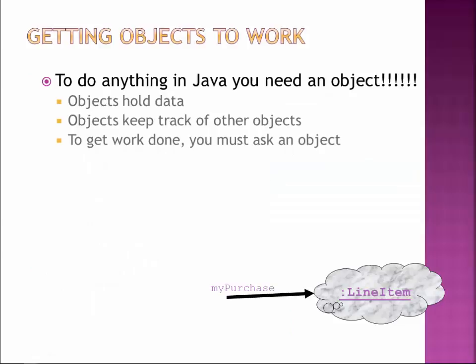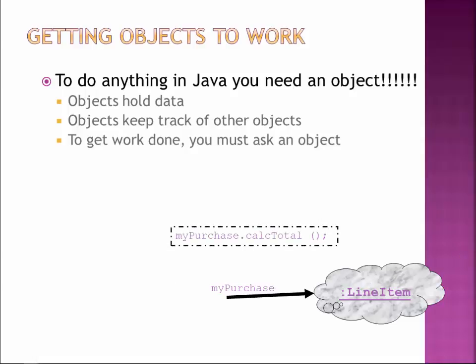This becomes really important because when I want to work with an object, I need that reference. And to do anything in Java, I have to work with objects, so I need references. Because objects hold our data, they keep track of other objects, they are the ones I ask to get work done. So again, that line item inside of there is the thing that I'm purchasing. So I have a variable called myPurchase, which keeps track of that line item. And that line item keeps track of the product that I'm purchasing. So you can see this network of objects. That's what forms our applications within Java.